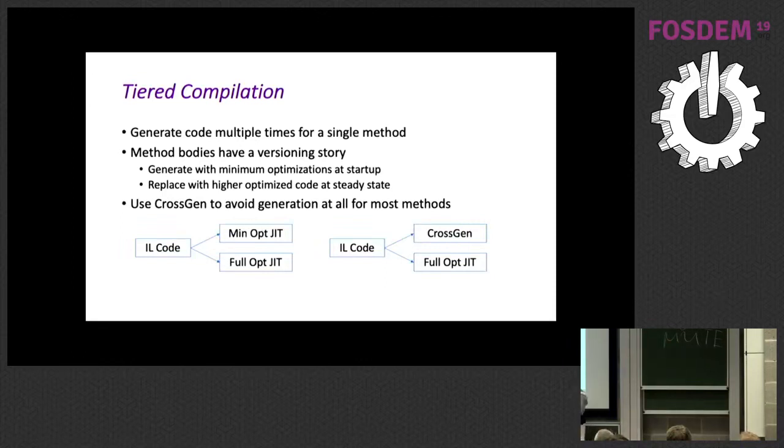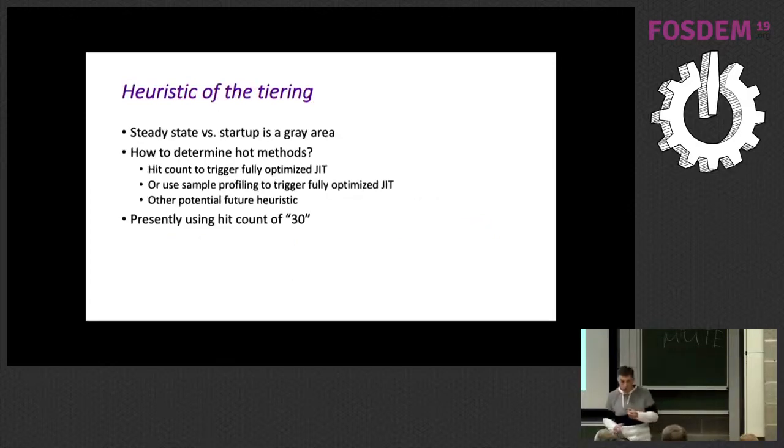The other part about cross-gen is that we can embed in our images some hints for JIT or for the tiering system to do better optimizations or generate code more efficiently. One thing that we are still experimenting with is heuristics for tiered JITing. As the slide says, steady state versus startup is a gray area. Every single application is very different. We don't yet have an API called start steady state. We don't know yet, so we have to guess.